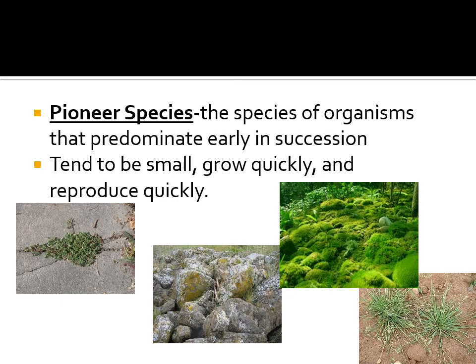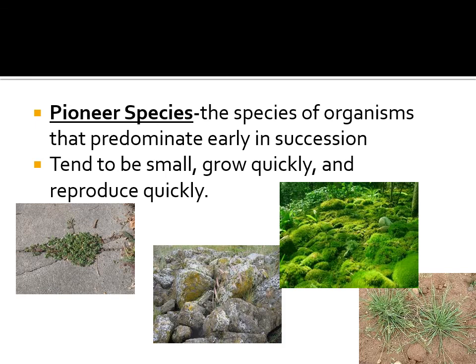A pioneer species, this is a species of organisms that show up a lot or predominate early in succession. So these tend to be very, very small species. They grow quickly and they reproduce quickly. So different types, we see this a lot around here with different types of weeds growing up through sidewalks and pavement. Algae, mosses that can grow on rocks, things that can grow quickly that are very small. Those are usually your pioneer species.